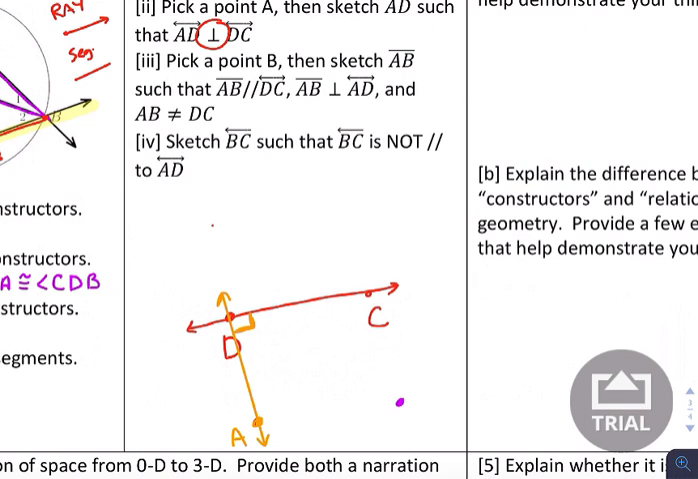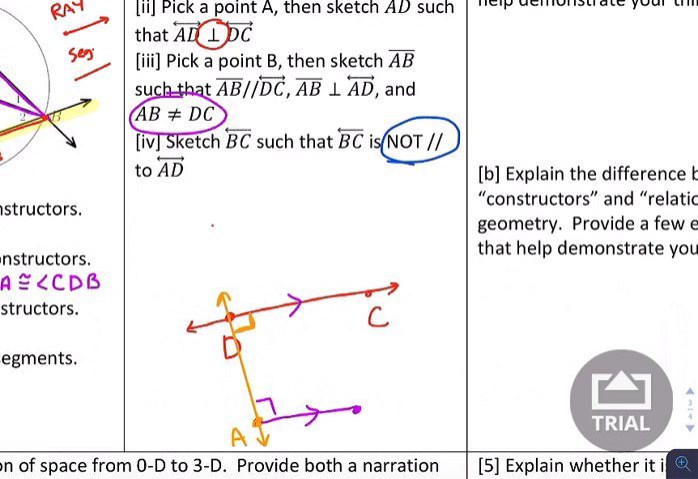Okay, this last one, AB is not the same length as DC, so I can't really put it there. Let me move it in a little bit. So it can't be the same length as the red line, but it has to be parallel to the red line, it has to be perpendicular to the orange line. And so AB as a segment has to be parallel to the top. Excuse me. And finally, sketch BC as a ray, such as BC is not parallel to AD. So AD is going to be this orange line, and so when I connect this with C, it cannot be parallel. Well, luckily I moved that in the previous step, and so it's not going to be parallel.